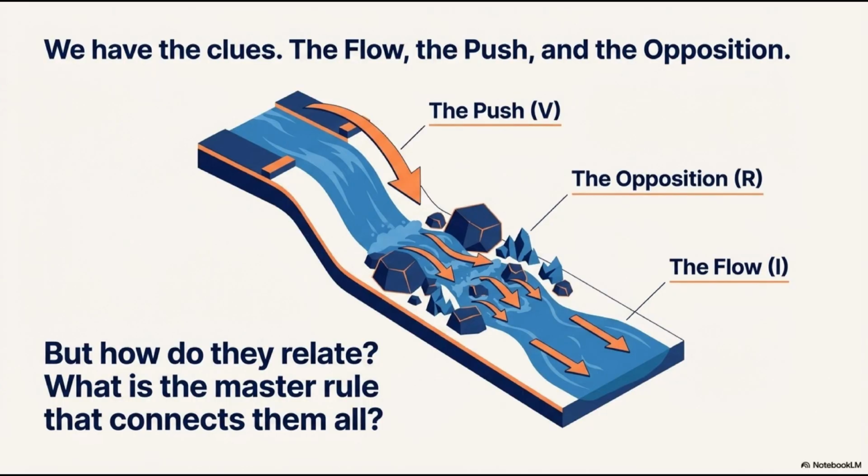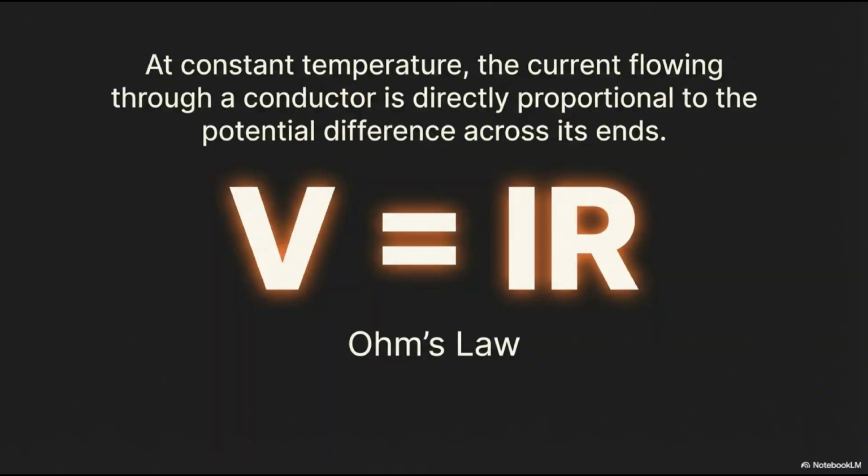Connecting all three. So now we have three things. Current is the flow, voltage is the push, resistance is the opposition. But how are they connected? Is there one rule for all of them? Yes, and that rule is called Ohm's law.